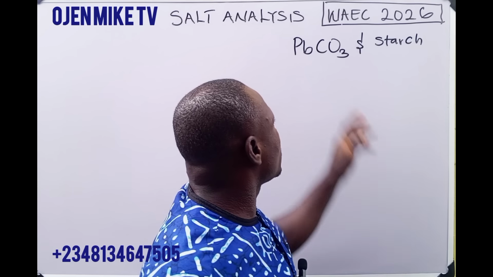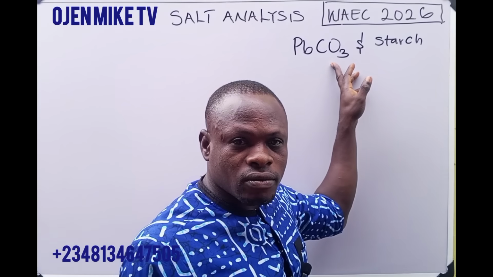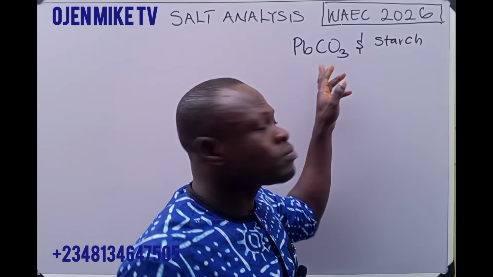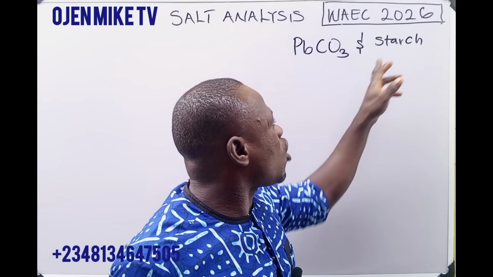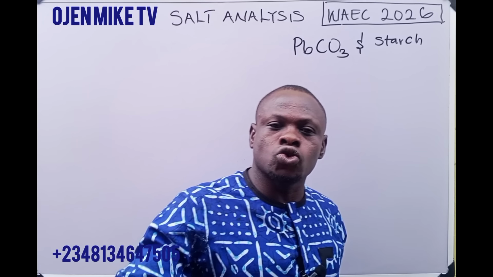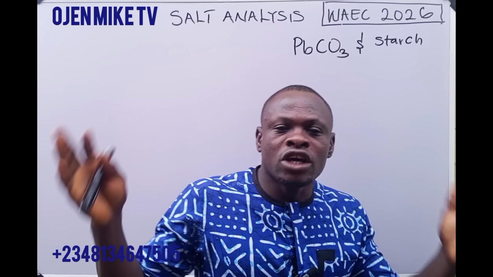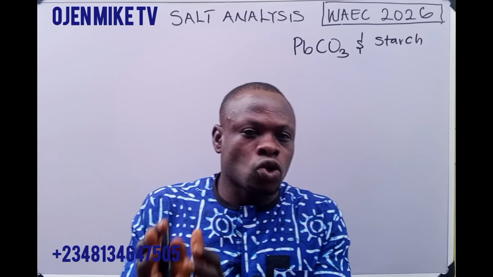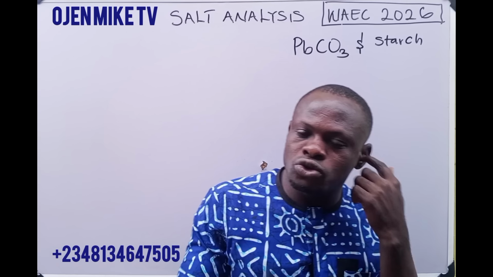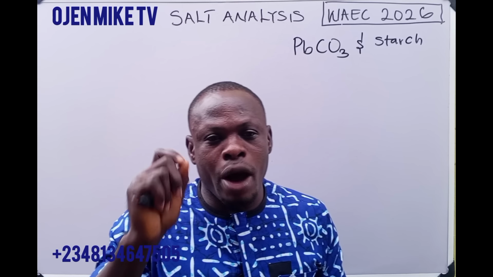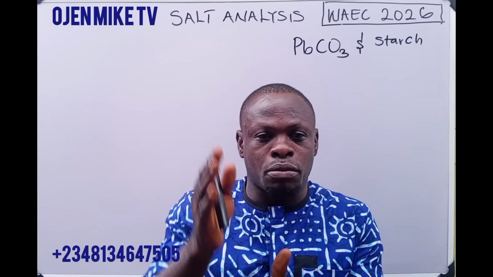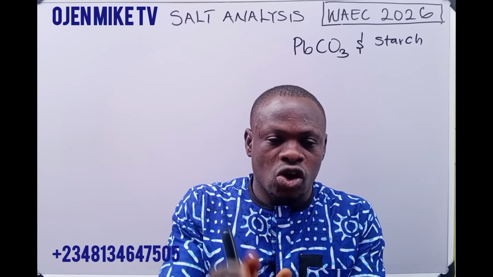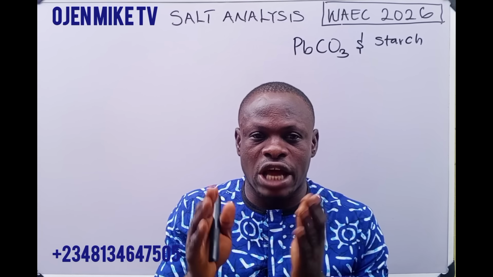And as you know, lead 2 carbonate is not soluble. It's an insoluble salt. Also, starch granule is also insoluble. So we have a mixture of 2 insoluble substances. Now, how do you do that? Remember, in your practical salt analysis, you always create a column, a tabular form of test, observation, and inference. So that is what we're going to do.